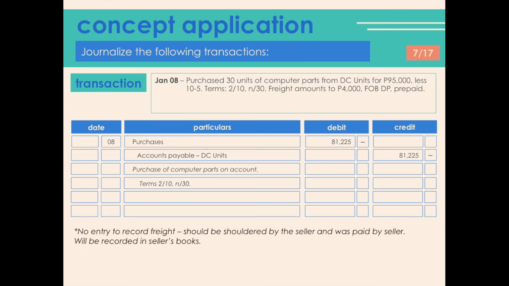Next, let's look at the freight terms and check whether an entry is necessary in our books. The terms are FOB destination point prepaid, which means that the freight should be shouldered by the seller, DC Units, and will also be paid by the seller. No entry is necessary in the company's books.